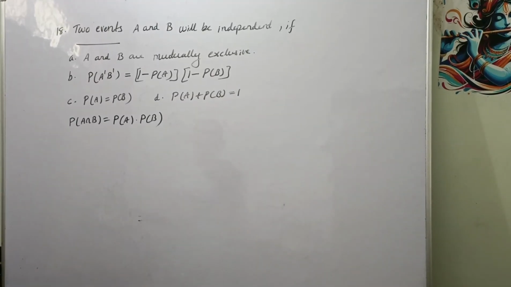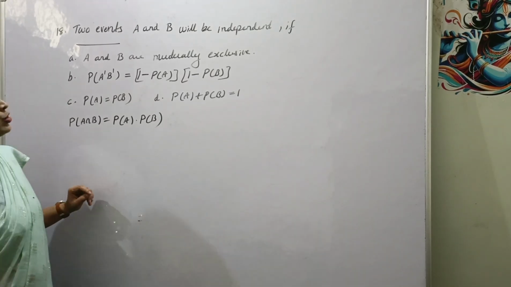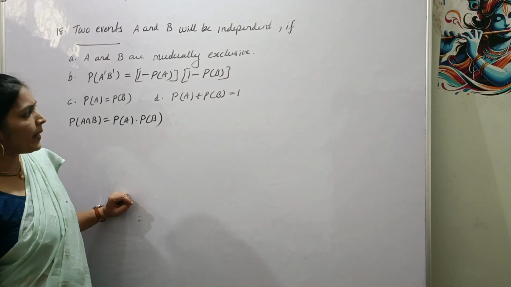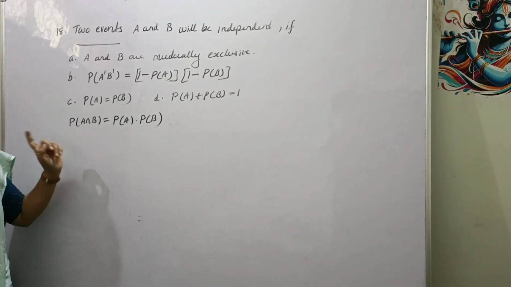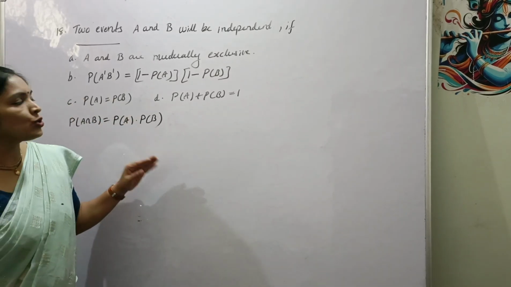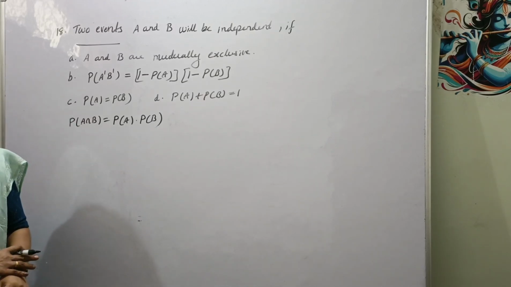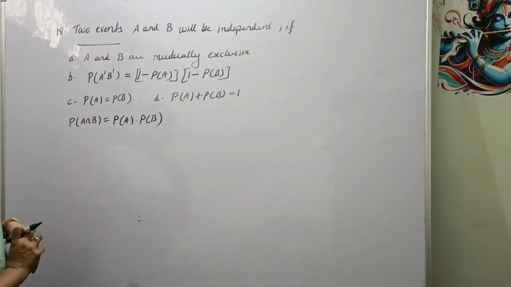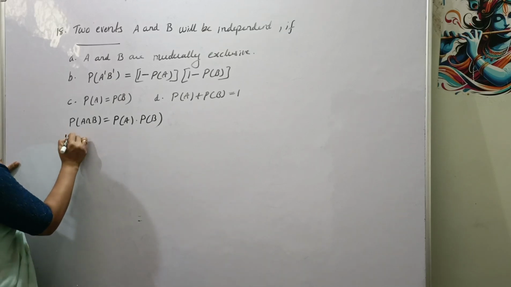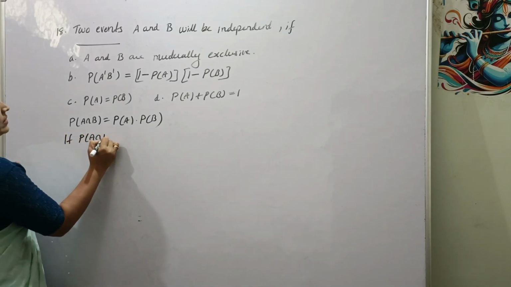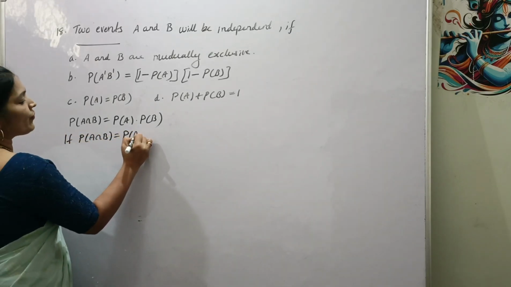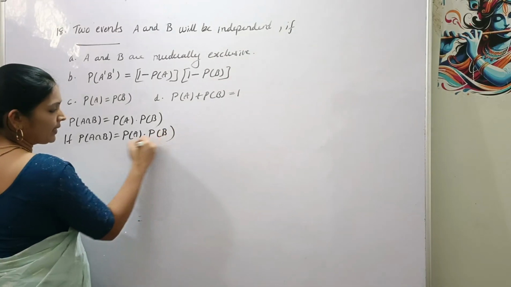Two events A and B will be independent if: A and B are mutually exclusive; probability of A complement intersection B complement is equal to 1 minus P of A into 1 minus P of B; P of A is equal to P of B; P of A plus P of B is equal to 1; P of A intersection B is equal to P of A into P of B. We know that two events A and B are independent if probability of A intersection B is equal to probability of A into probability of B, right?